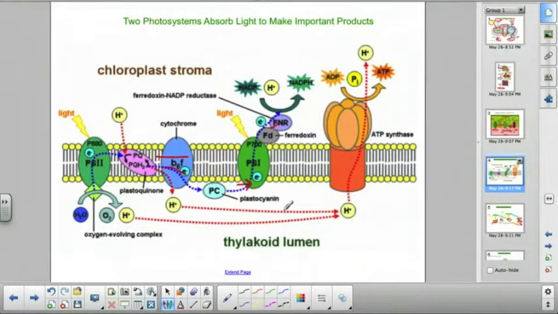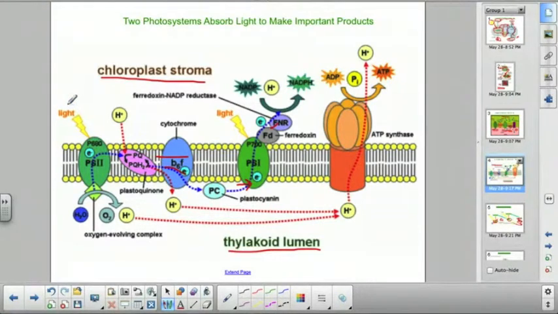Okay, now notice in this case, we have the chloroplast stroma now up on the top. That would be the outside of the thylakoid, and the thylakoid lumen, which would be the inside of the thylakoid, on the bottom. Okay, so this is just a slightly different view, and I just like this picture a little bit better than the other one. I don't know why it's flipped around. Anyway, we'll just start with that.